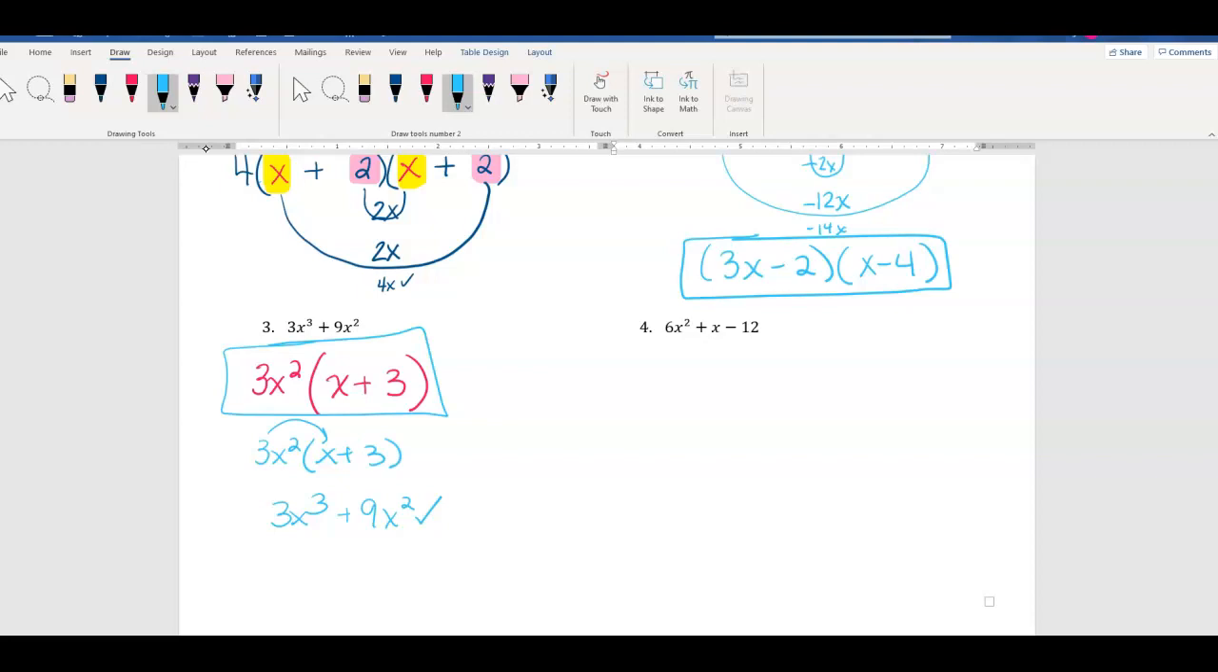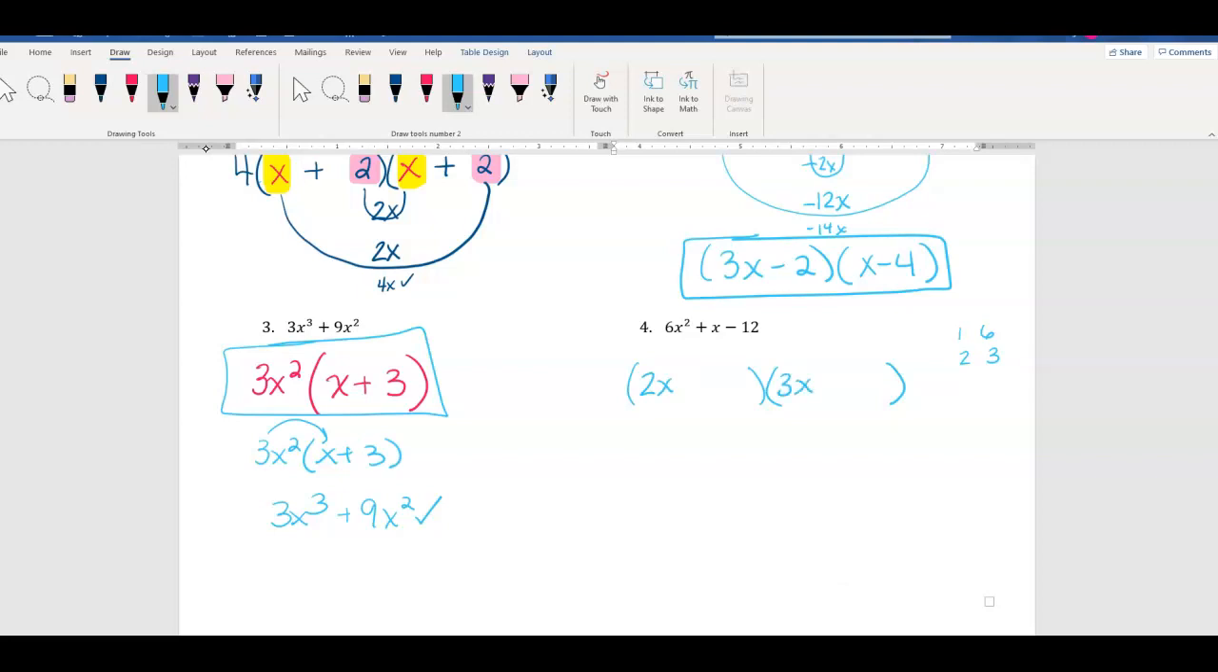So this one's going to be a little bit trickier because we've got 6x squared plus x minus 12. There's no GCF here. Now, here's why I'm saying this is a little trickier. This is the first time that first term, that leading term, has more than one option. So we can have 1 and 6. We can also have 2 and 3. So I typically like to start with 2x and 3x, okay?